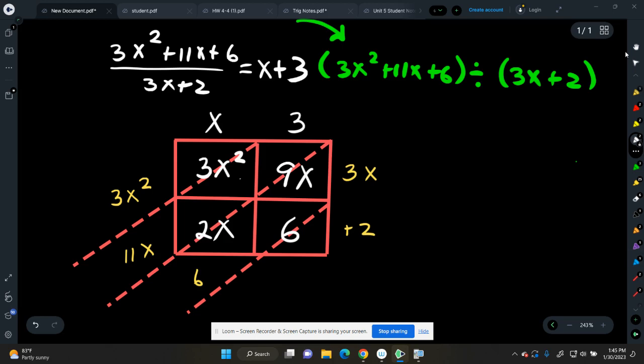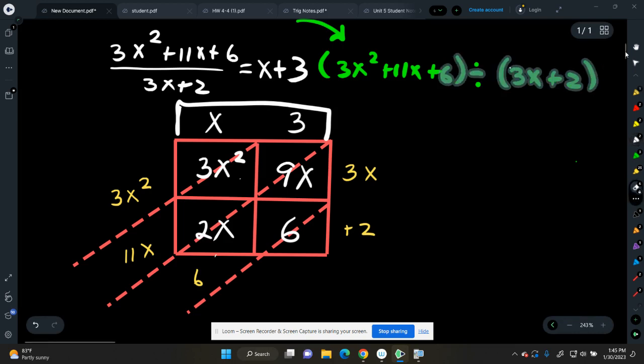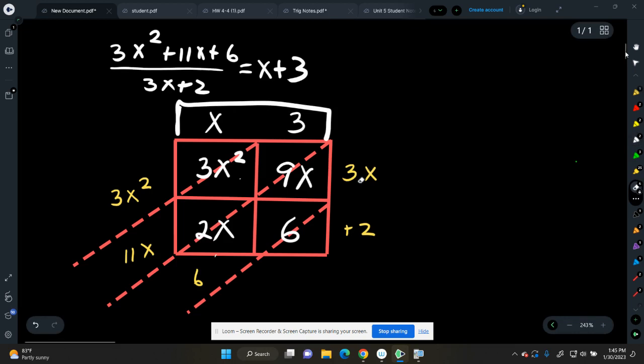Good? Can I ask a question? Because that's what's up top here. There's my answer up there. Okay, I'm just going to keep that same square.